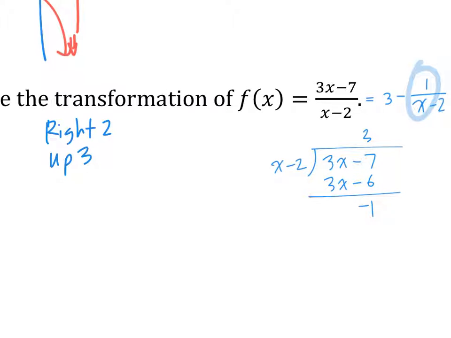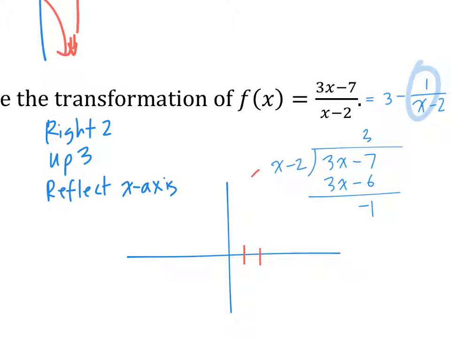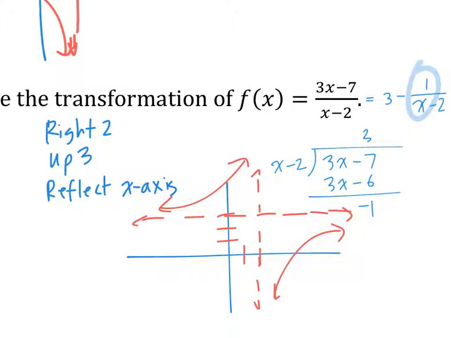Reflect what? Yes. How do you know it's x-axis and not y-axis? If it's y-axis, the negative would be here. But the negative is on the function, so it's outside. Okay. All right, so then let's graph this. We're going to do right 2, up 3. So the asymptotes are moving with it. And then reflect over the x-axis means that it's going to be in the 2, 4 quadrant instead of 1, 3. The exact places you don't know unless you actually plug in numbers. Okay, so pretty easy.